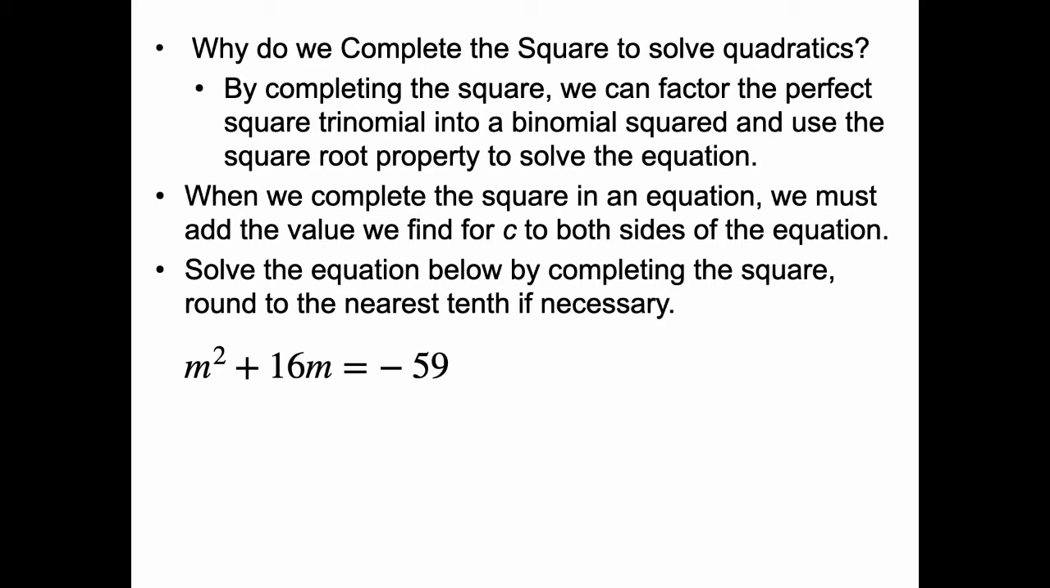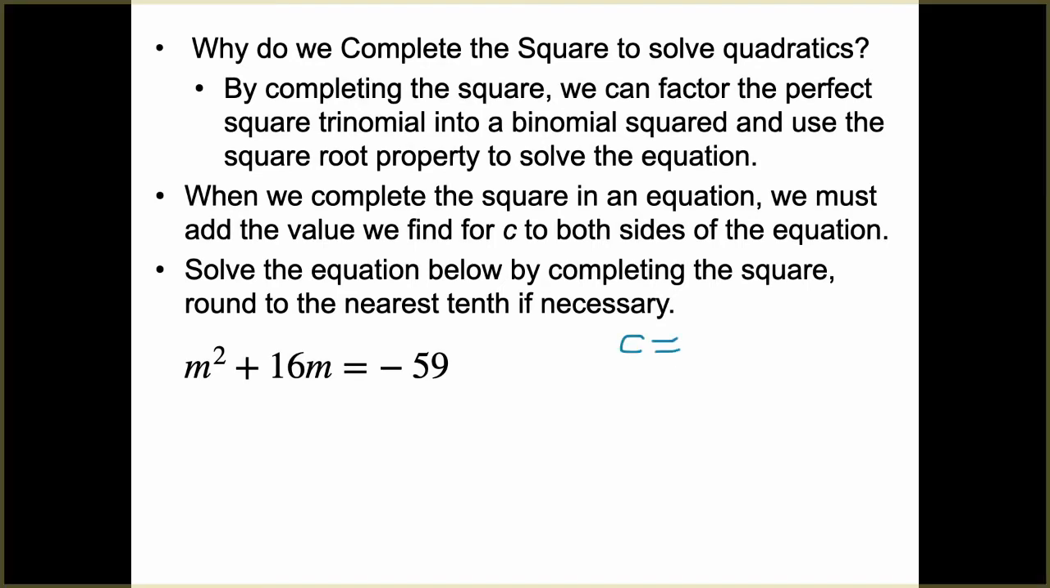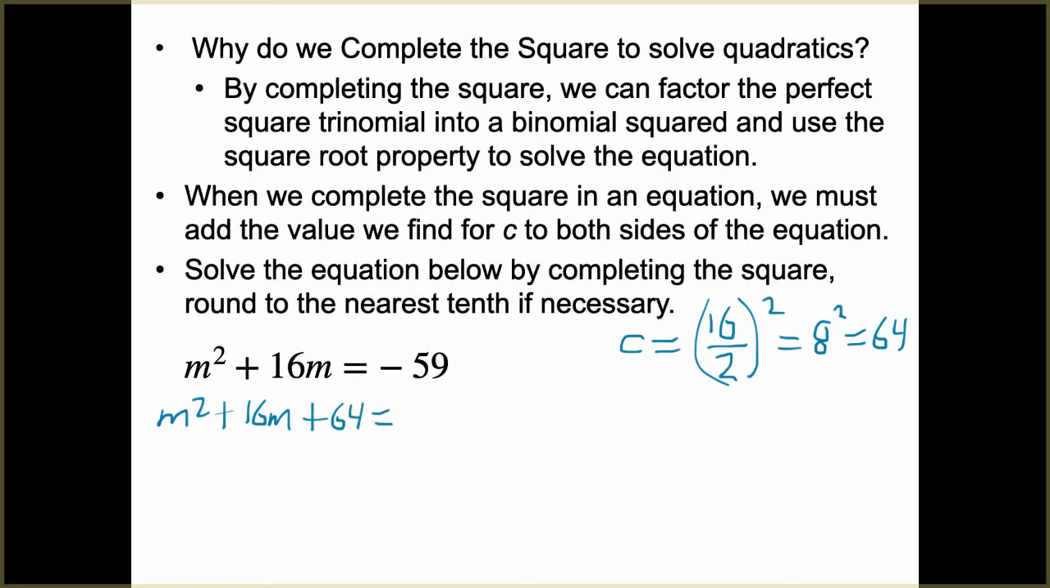So we need a c value to add. And we get c is the middle, the b, divided by 2, which is 16 over 2, all squared, which is 8 squared, which is 64. From here, we're going to add 64 to both sides of our equation. And now we have m squared plus 16m plus 64 equals negative 59 plus 64. Notice we add the 64 to both sides of the equation.